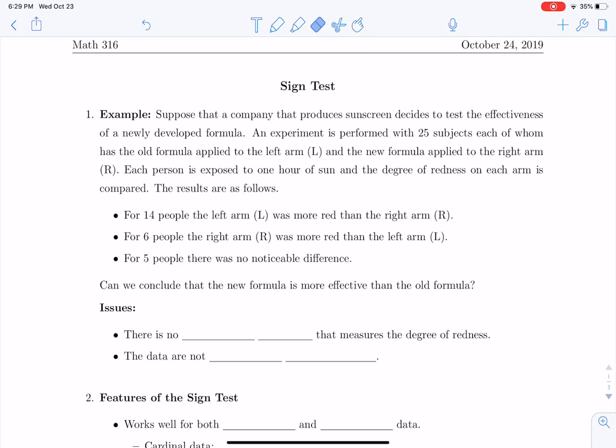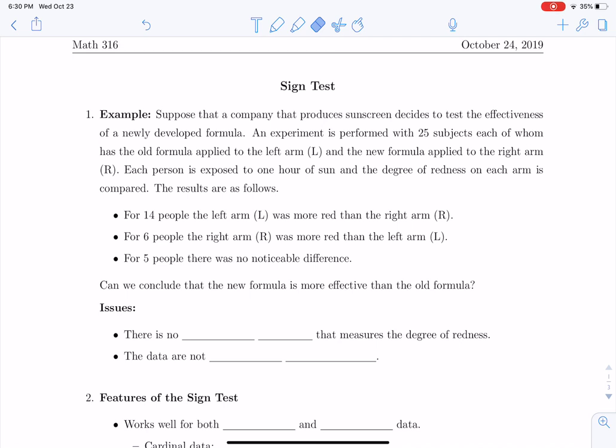Suppose that a company that produces sunscreen decides to test the effectiveness of a newly developed formula. An experiment is performed with 25 subjects, each of whom has the old formula applied to the left arm and the new formula applied to the right arm. Each person is exposed to 1 hour of sun, and the degree of redness on each arm is compared. And here are the results.